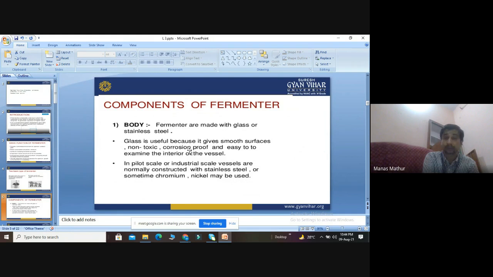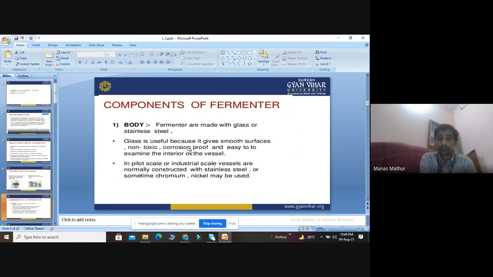Glass is also non-toxic. It does not have any kind of corrosion, and it is easy to examine inside the vessel because it is transparent, so we can see what is going to happen inside the vessel. So glass is useful because it gives a smooth surface, is non-toxic, is free from corrosion, and is easy to examine the inside of the vessel.